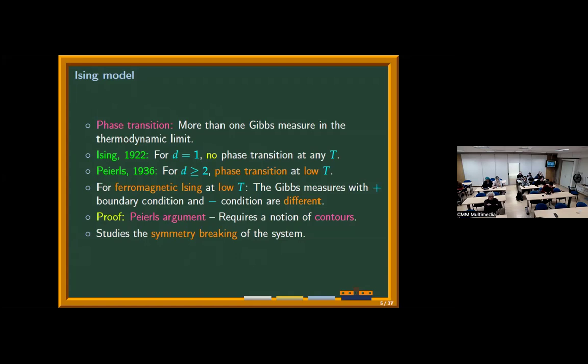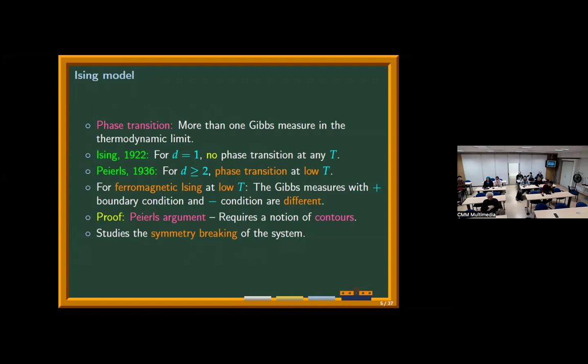Historically speaking, Ising was the first one to show that for the one-dimensional lattice there is no phase transition at any temperature. This means that the Gibbs measure is unique in the thermodynamic limit. But later on, Peierls showed that for dimensions d larger than or equal to 2, there is a phase transition at low temperature. The method to prove this phase transition is the study of the different Ising Gibbs measures for two specific boundary conditions, all plus and all minus. At low temperature, it is possible to show that these Gibbs measures are different. Okay, mu plus and mu minus are different in the limit.